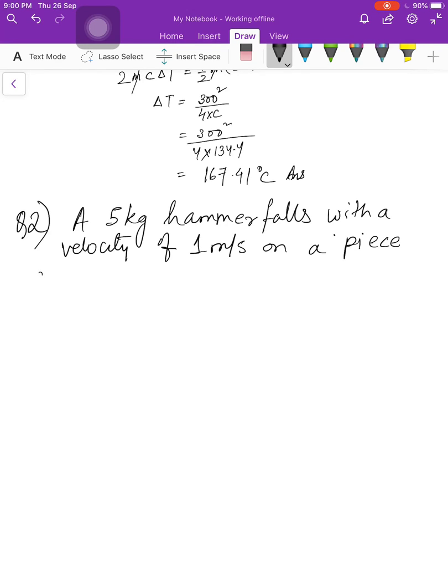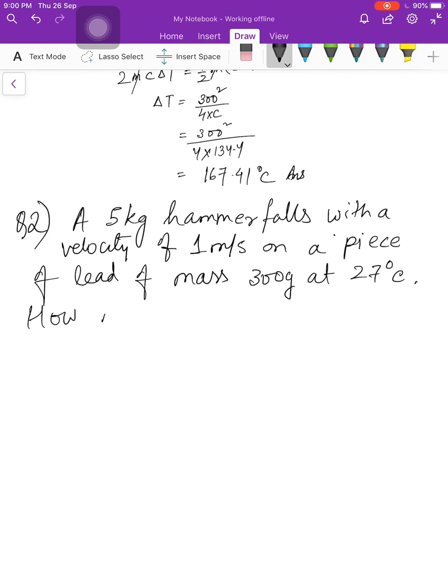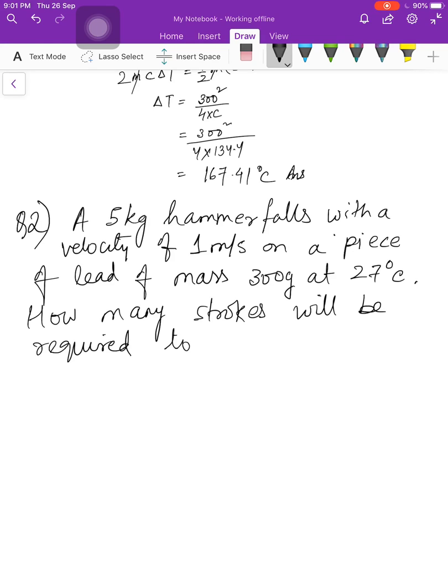A piece of lead of mass 300 gram at 27 degrees C. How many strokes will be required to melt the lead? This is the question.